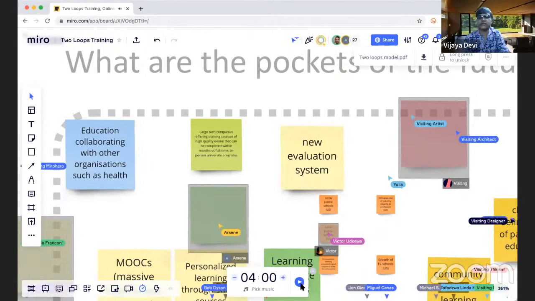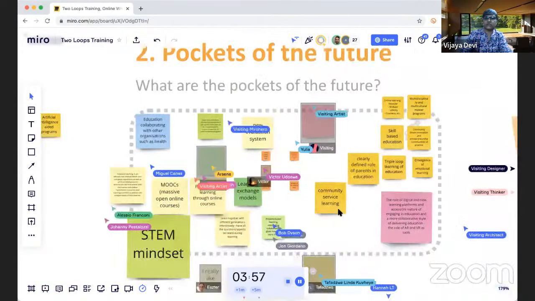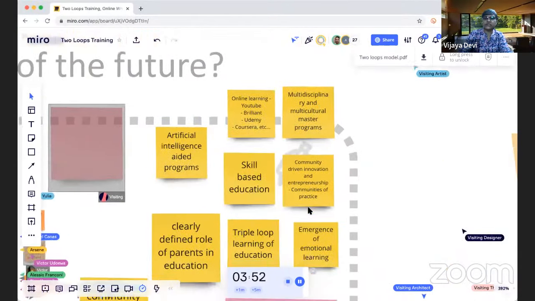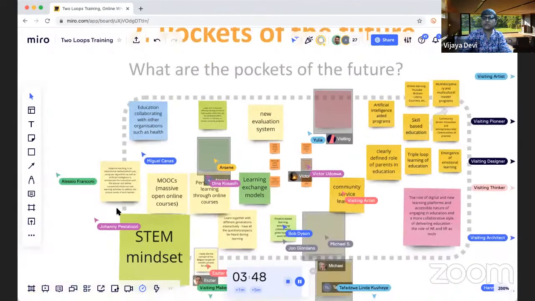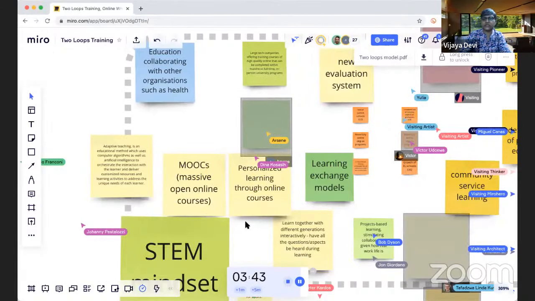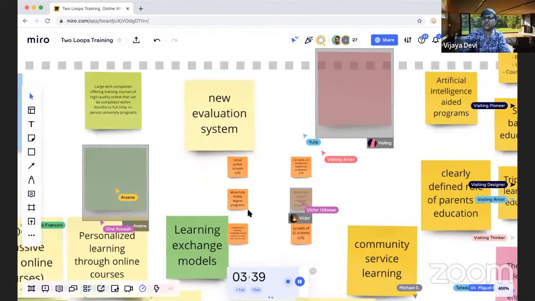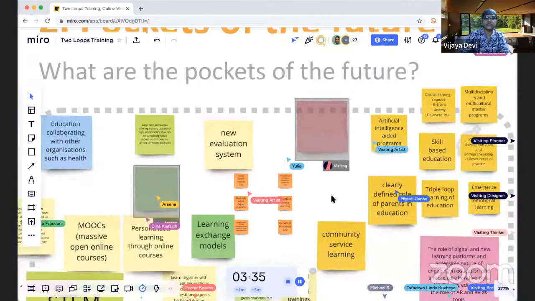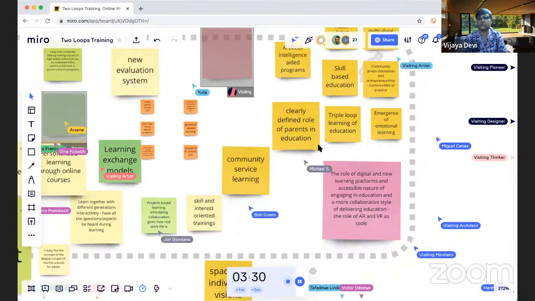Okay, the time is up. So let's look at some of the new alternatives that are emerging. Community service learning. Clearly defined role of parents in education. Yes, I think parents can have a much larger role to play in the emerging system. New evaluation systems. Learning exchange models. Anyone wants to talk about that?